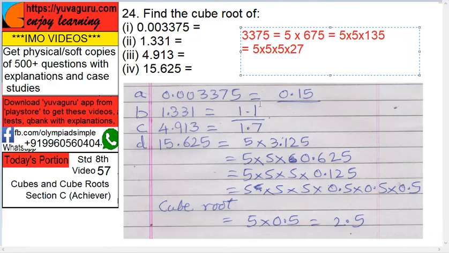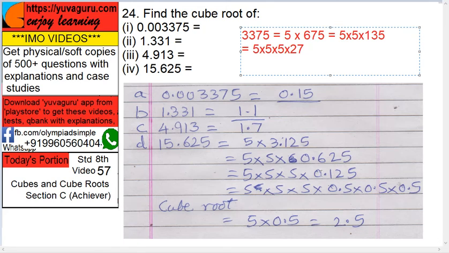Now 1.331. This is the cube of 11, so the cube root is 1.1. This we must know. Directly we must learn actually. Or you can find it by the prime factorization method also. But it's better to learn up to 15. Next, 4.913. So it is 1.7. Now 4.913 is a bit difficult, but generally I tell you to learn up to 15, but even if you learn up to 20, that is the best, because some numbers do come like this. So 4.913 is 1.7. You can try it yourself using prime factorization.